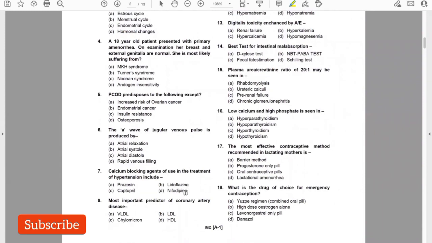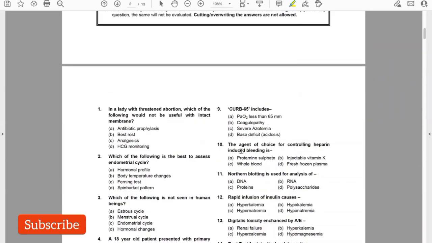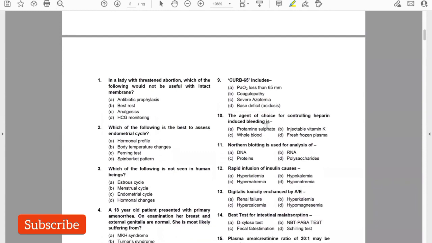So all the dipines, amlodipine, nifedipine, all those are calcium channel blockers. The most important predictor of coronary artery disease is HDL. LDL is also important, but compared to LDL, HDL is more important. CURB-65 includes severe azotemia. The agent of choice in controlling heparin-induced bleeding is protamine sulfate.